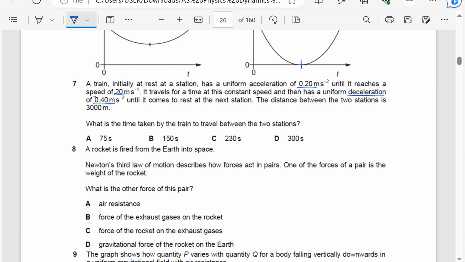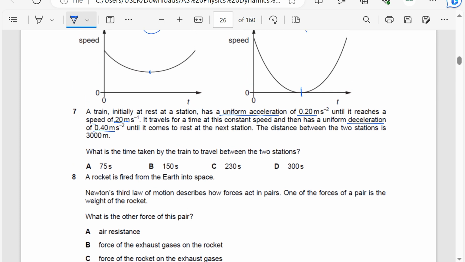Since there is uniform acceleration for the first part, I'm going to use equations of motion.